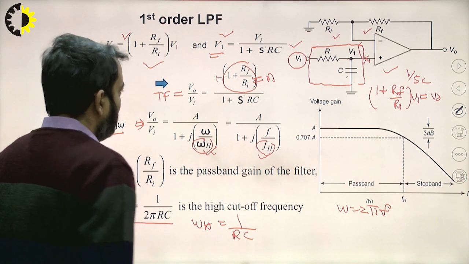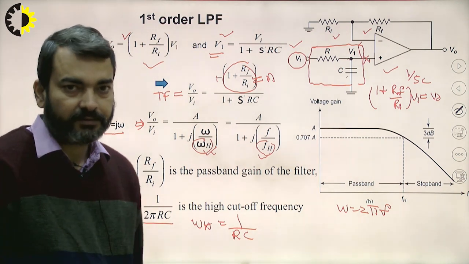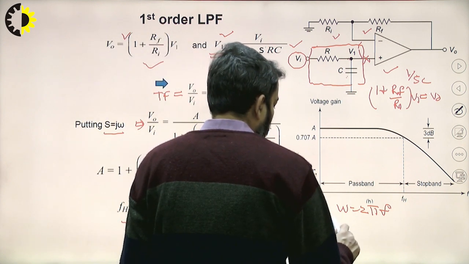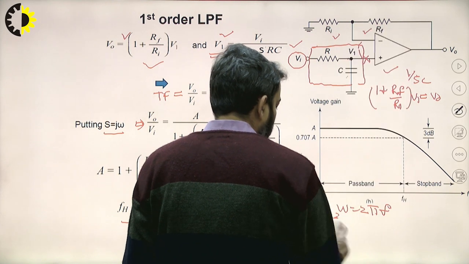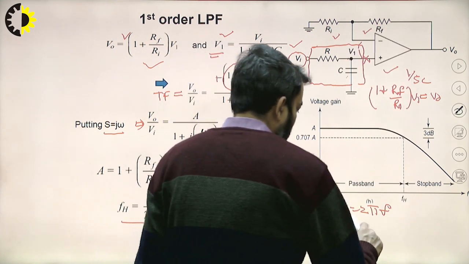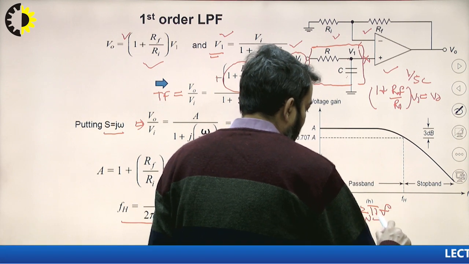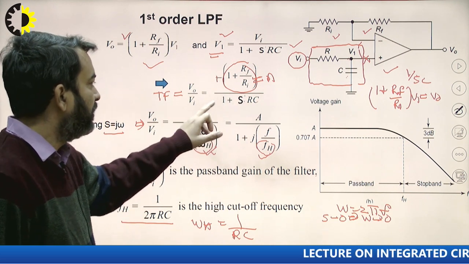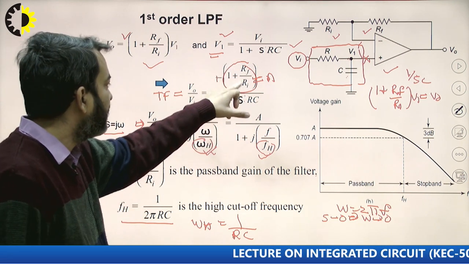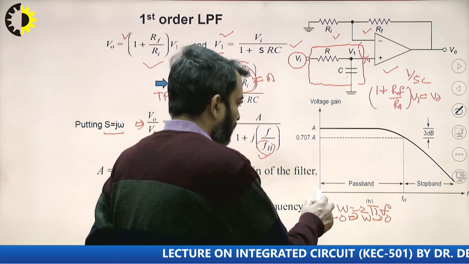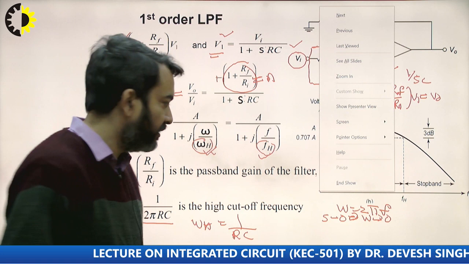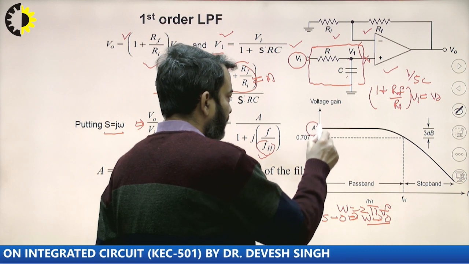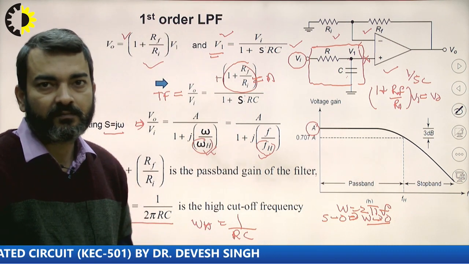So now this is a low pass filter. We can check this also. So we will see S tending to 0. S tending to 0 means omega tending to 0. So if we are putting S tending to 0, so the gain will be 1 plus RF by Ri. So at lower frequency, or we will see what is the DC gain. So DC gain calculated at omega is equal to 0. This is coming as simple A, 1 plus Rf by Ri.